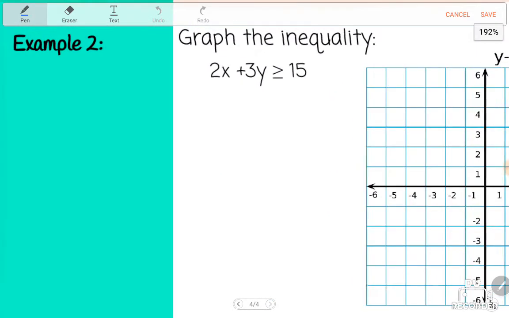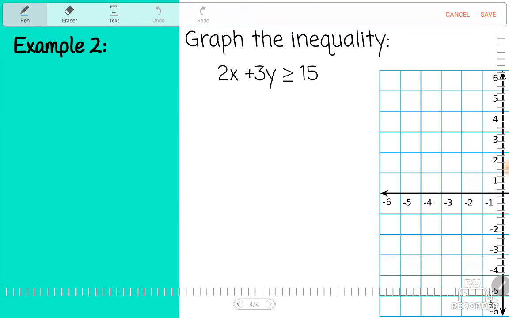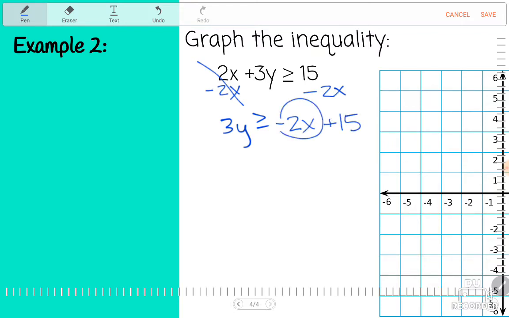Okay, this one now we have a greater than or equal to symbol. That may change, it may flip, of course, if we end up having to divide by a negative. Let's see. Okay, let's get the y by itself first. So I'm going to subtract 2x from both sides. Okay, I have 3y is greater than or equal to, because I didn't multiply or divide by negative yet, at least. I can't combine these, right? So that's just going to stay negative 2x plus 15. I put the x part first because I know it's like mx plus b, right?